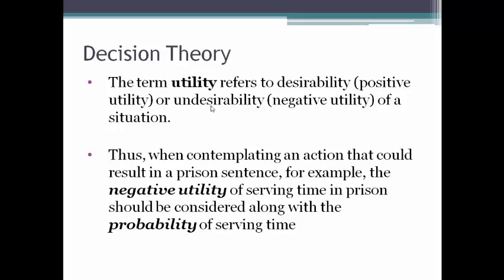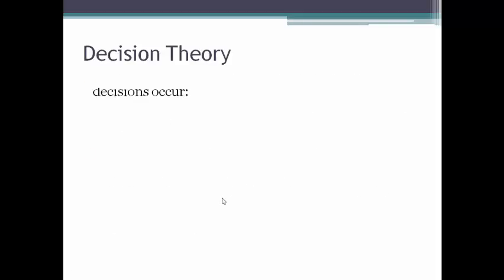Thus, when contemplating an action that could result in a prison sentence, for example, the negative utility of serving time in prison, the undesirability of that, should be considered along with the probability of serving time. And what we're going to see is that it's utility and probability. These are the two factors, the two variables that we'll be working with in doing decision theory.